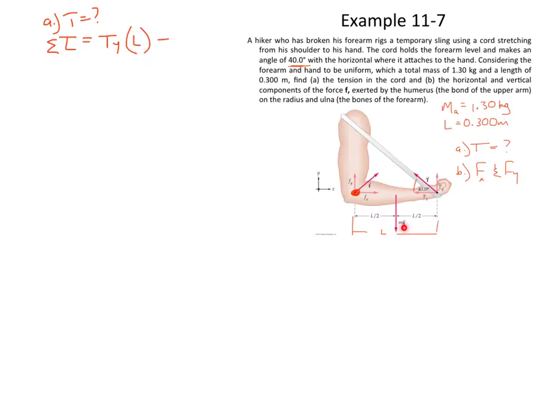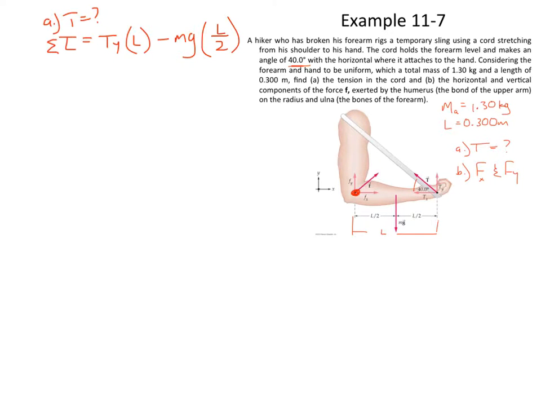And we can consider the weight of the arm, mg, to be acting right at the very center. Remember how we said that we're going to consider the whole arm to be uniform, even though in real life it probably isn't. So mg is going to be acting right in the center right there. What distance is mg from the axis of rotation? It is distance L divided by 2.